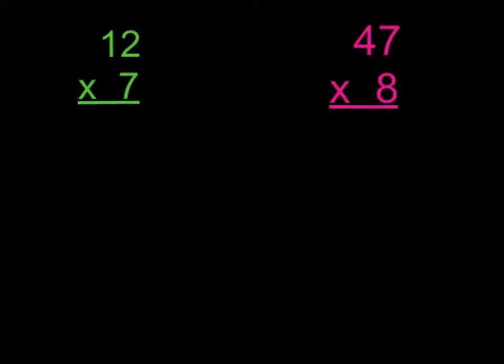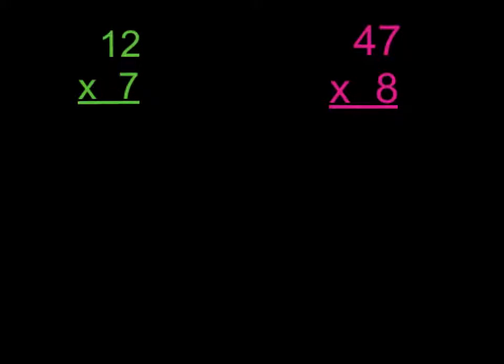And so with 12 times 7, what we're going to do for our partial product is take our 7 here and multiply it by the value of each digit. So we're going to look up here, we have a 12. The value of the digit 1 will be 10. So first thing we're going to do is take our 7 times 10. And then we're going to add that to our 7 times the value of the 2, which would be 2.